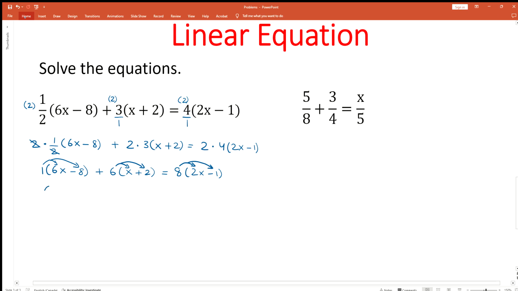I get 6x minus 8 plus 6 times x is 6x. 6 times 2 is 12. 8 times 2x is 16x. 8 times negative 1 is negative 8. Next, we should combine like terms on the left side of the equation. 6x and 6x are like terms. 6x plus 6x is equal to 12x. Negative 8 and positive 12 are like terms. Negative 8 plus 12 is equal to positive 4.